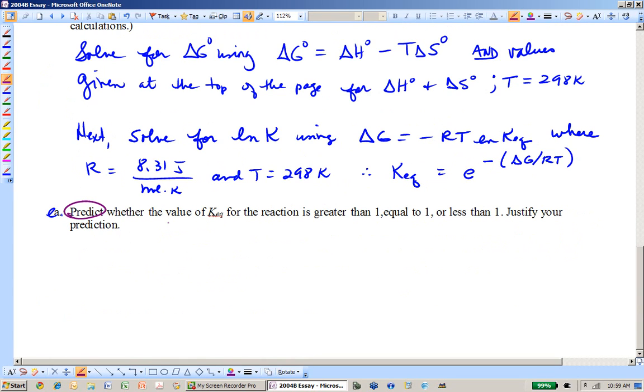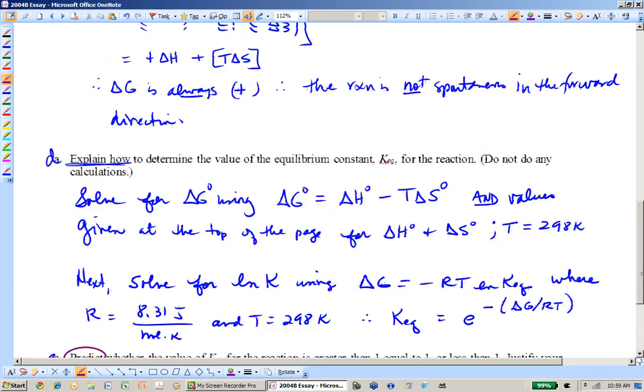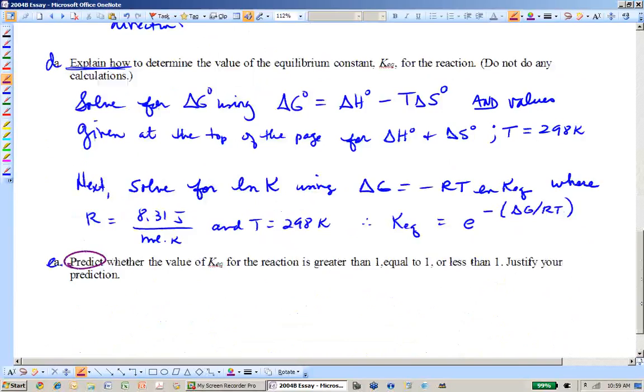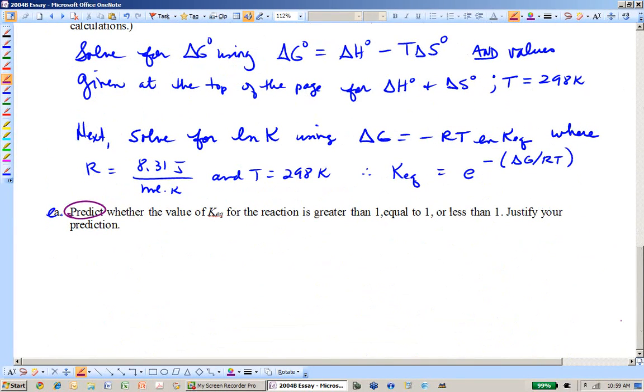Now, predict whether the value of KEQ for the reaction is greater than 1, equal to 1, or less than 1, and justify your prediction. Well, if delta G were 0, KEQ is 1, and I do a happy dance because that would be a very easy question. But we just got through saying on an earlier part that delta G is always positive, which is not equal to 0 in this case. So what does a positive delta G mean? A positive delta G means that you ain't going forward very well. So that means you're not making many products. And so when you talk about the fact that KEQ is generally a ratio of products to reactants, then you got a big denominator and a very small numerator, so KEQ would be less than 1.